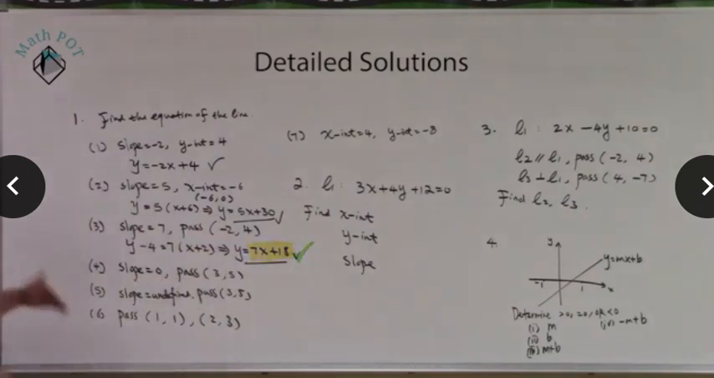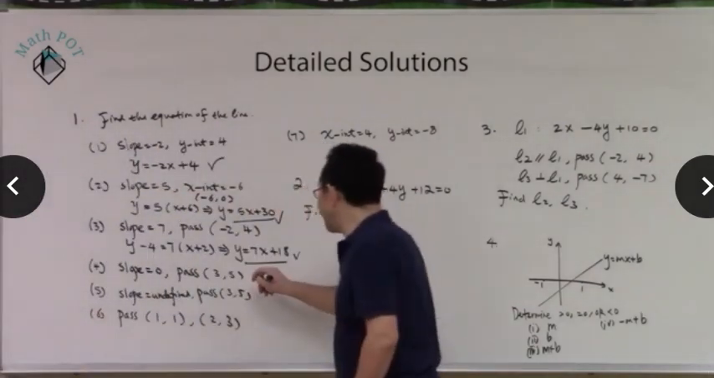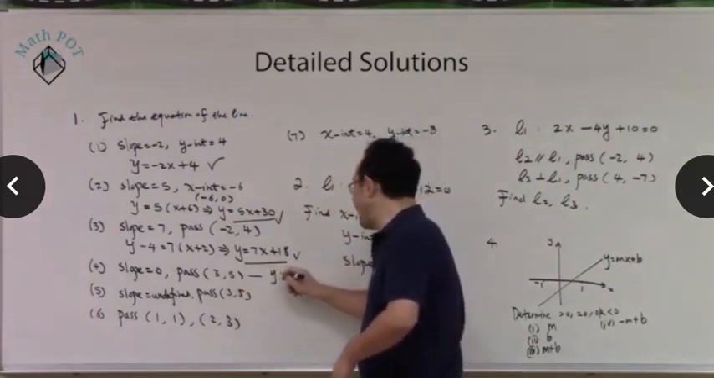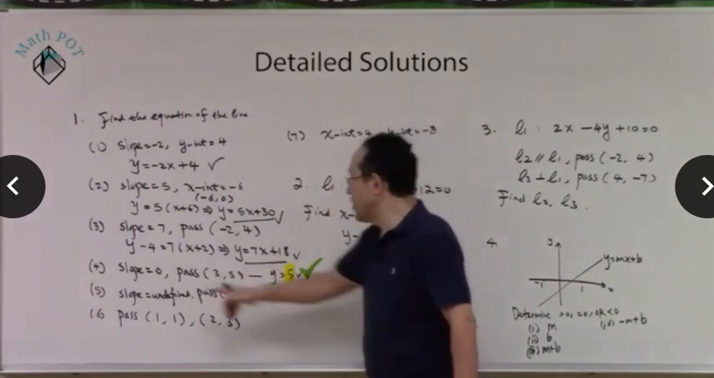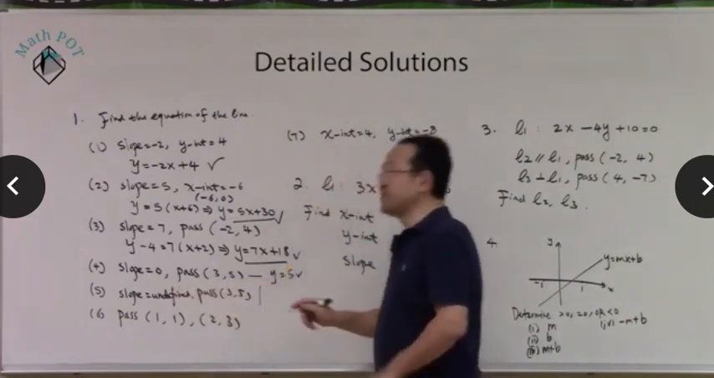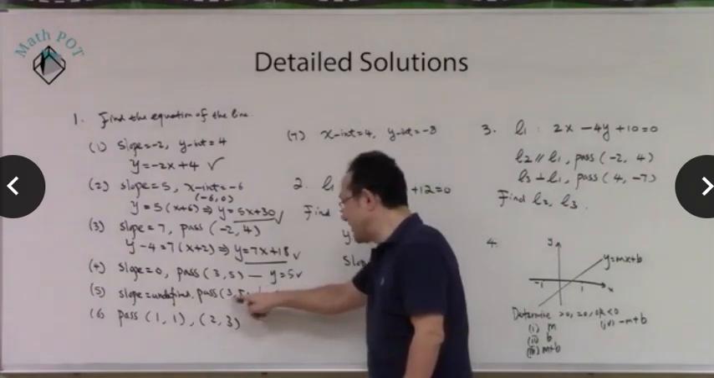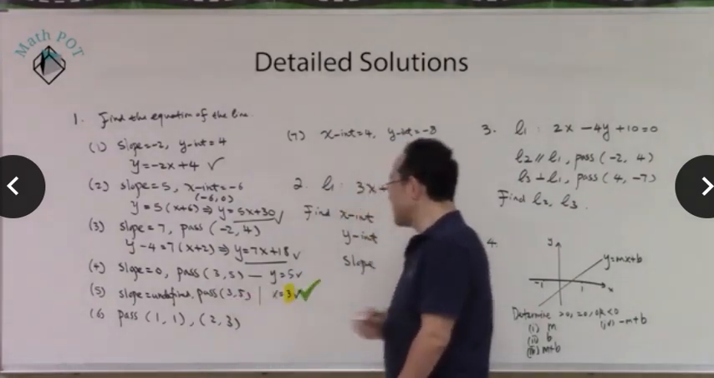Slope equals 0, that means this is a horizontal line. So very clear, y must be fixed to the number 5. That is the answer for this one. Slope is undefined, that means it must be a vertical line. So x must be fixed to this value, which gives us x equals 3.